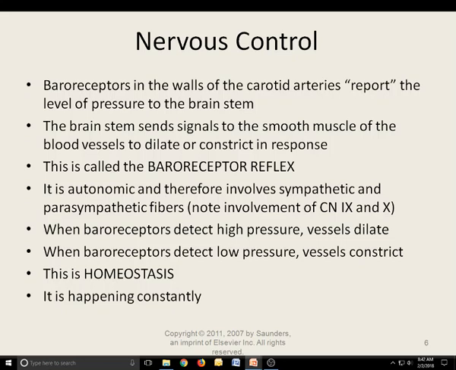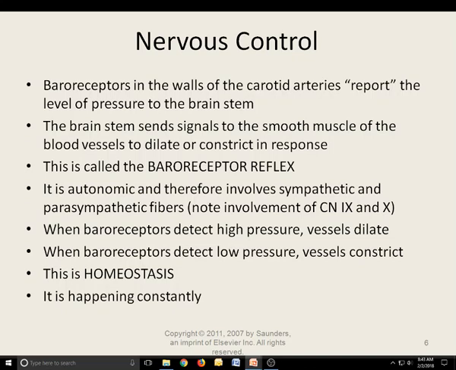Those receptors carry that information to the brain stem, the part of the brain called the brain stem, which you should already be familiar with. The brain stem sends signals to the smooth muscle of the blood vessels to dilate or constrict in response. That's simple. This is called the baroreceptor reflex. This is an autonomic control, right? You don't have voluntary control over this. And it involves the smooth muscles that are in the blood vessels, in the arterioles and the venules and the arteries and veins.